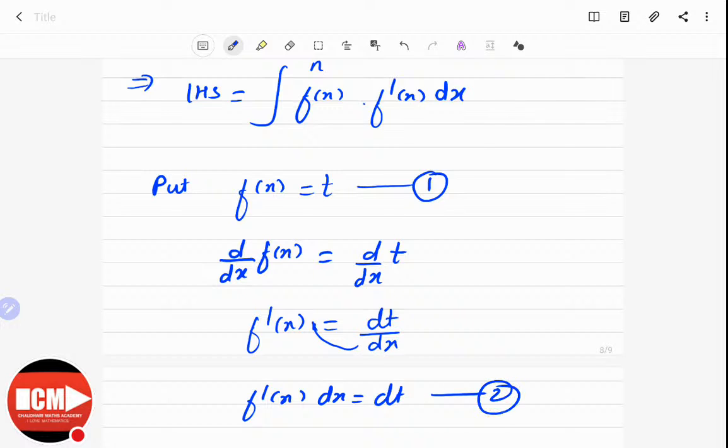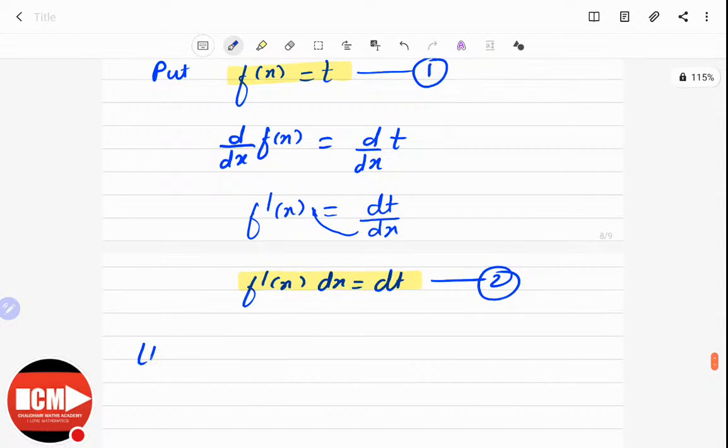Here I am marking this one as 2. And please substitute these two things, that is f of x equal to t and f dash of x dx equal to dt, in this left hand side. So now here I am changing the LHS. So LHS was f of x raised to n into f dash of x with respect to x.